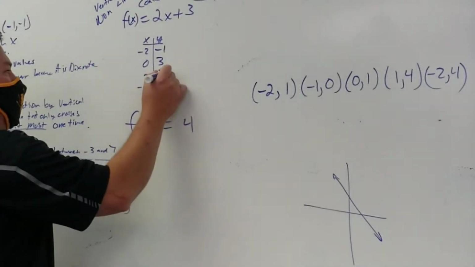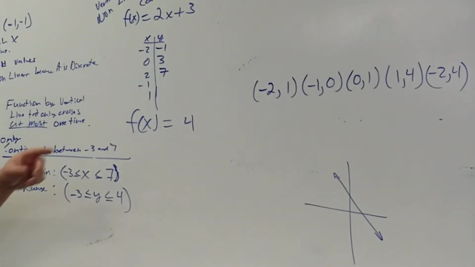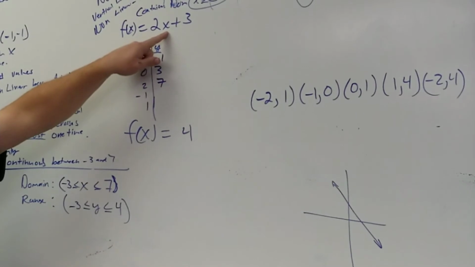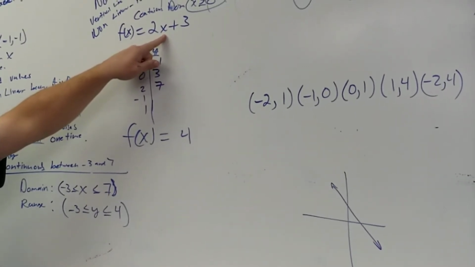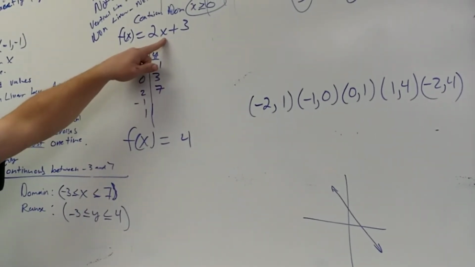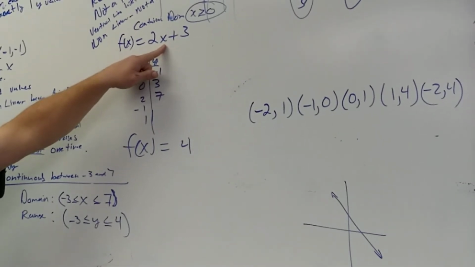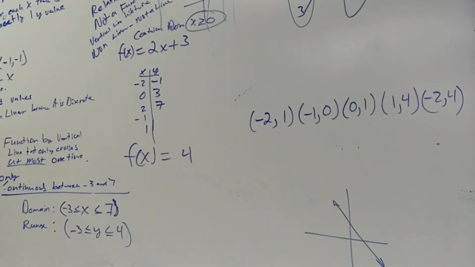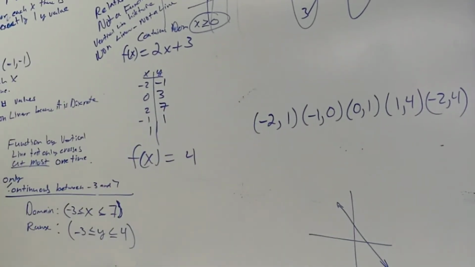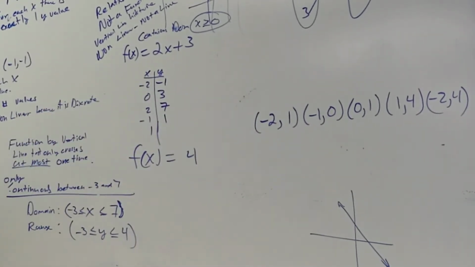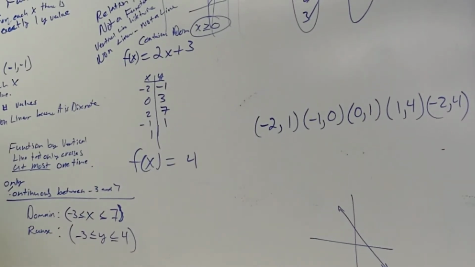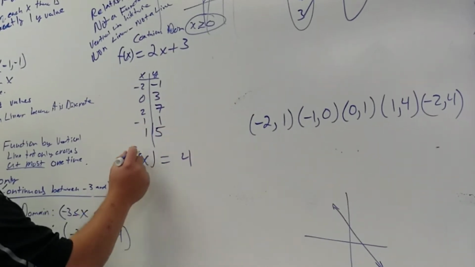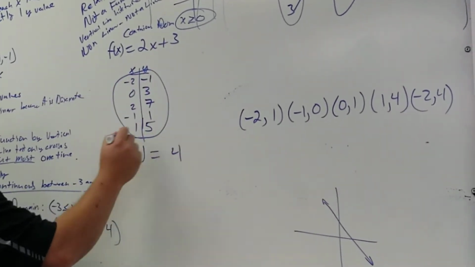Very good. Okay, Griffin, put in -1 for me. 2 times -1 is? Don't add it, by the way. 2 times -1 is? -2. -2 plus 3 is? 1. Okay. How about 1, Seth? What will 1 give me? 2 plus 3, which is? 5. Very good. Okay. So there's my representation.